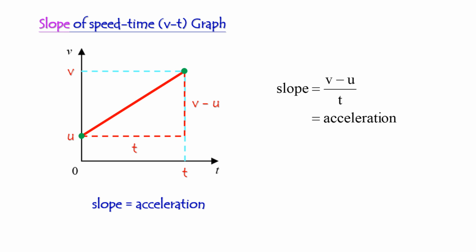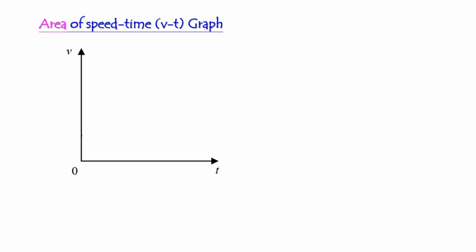And apart from this one, we have another quantity that can be found out from the area of the v-t graph. Let me give you an example. For example, if an object travels with 6 meters per second constantly for 10 seconds. Okay, the object starts from 6 meters per second and then keeps this speed throughout the journey for 10 seconds, right? So the graph will look like this one.